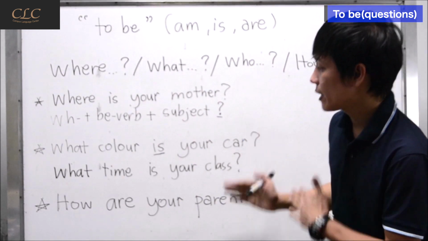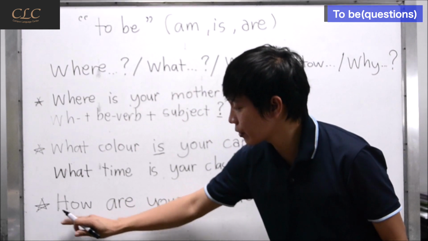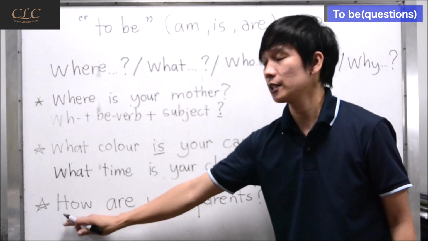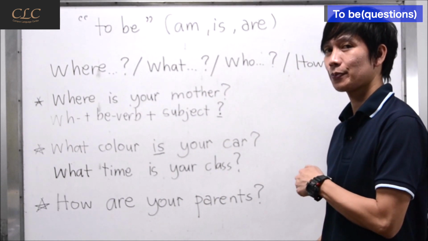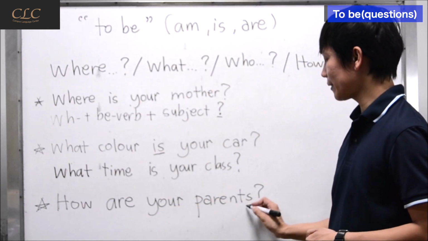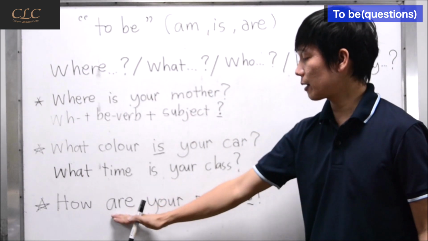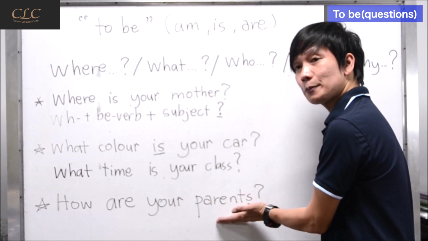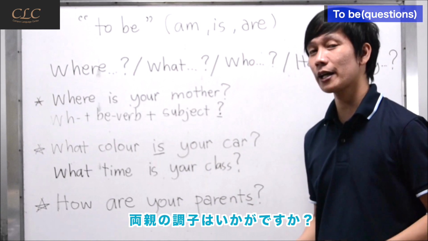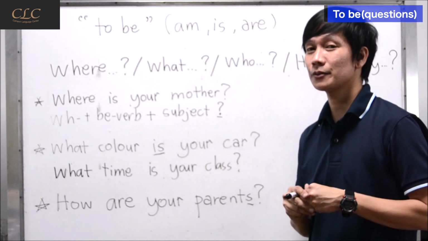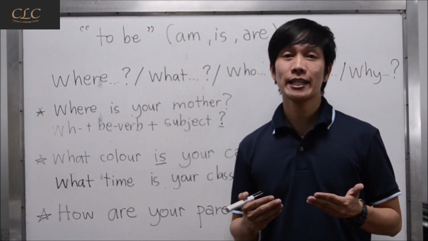Alright, now let's have our last example. We have here the relative pronoun or WH question, how. How are your parents? What is the subject in this question? The subject is your parents. So we have to use the be verb are because the subject is plural. Okay, how are your parents? Are they well? Very good.